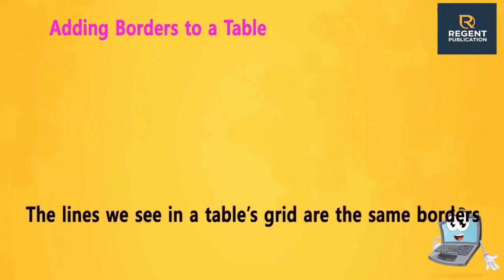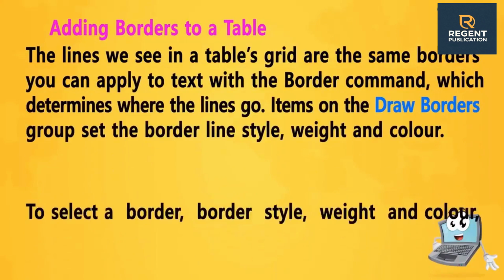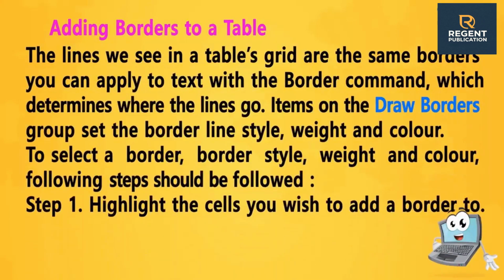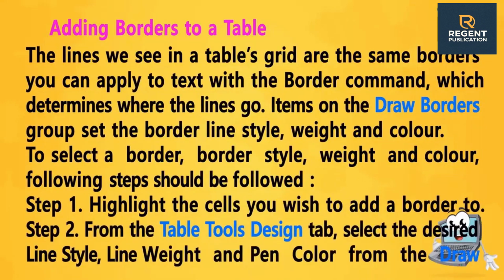Adding borders to a table. The lines we see in a table grid are the same borders you can apply to text with the Border command, which determines where the lines go. Items on the Draw Borders group set the border line style, weight and color. To select a border style, weight and color, the following steps should be followed.